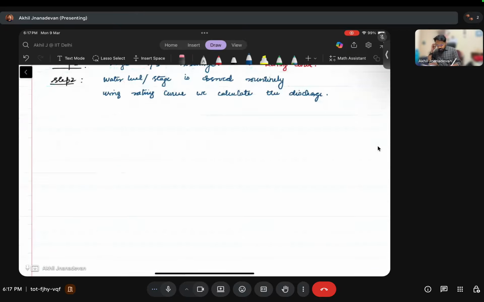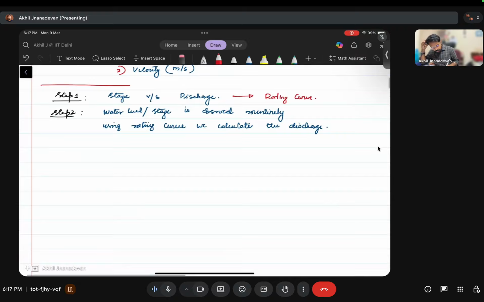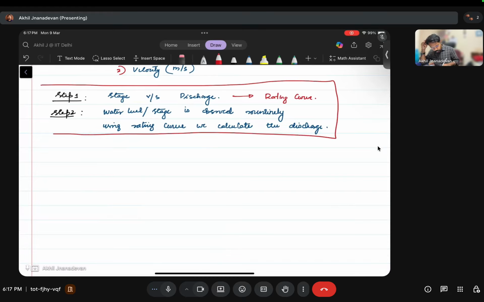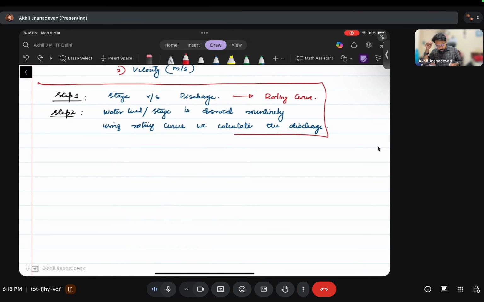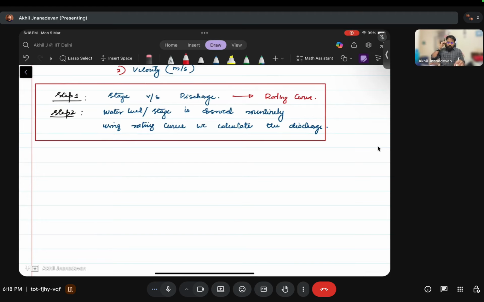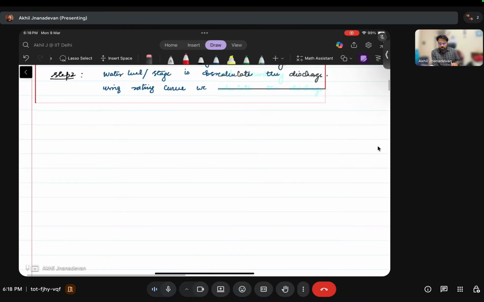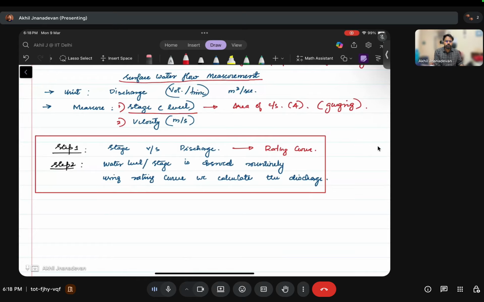So this is the step that we need to follow. Okay, so if we have a gauging station, the main steps followed are these two. If a defined gauging station is there, you don't have to do any other step like trying to measure the velocity and all. We just have to measure the stage and directly put it in the rating curve to get the discharge value, right? And next we need to see how these rating curves are formed.